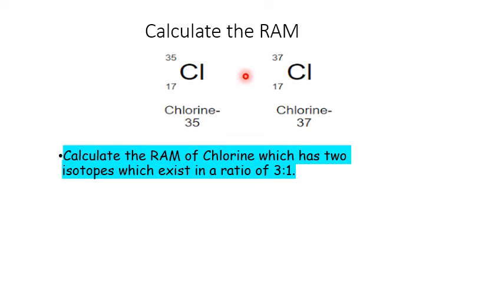So we are going to be calculating the RAM of chlorine. RAM, of course, is the relative atomic mass. I know you always wondered, why is it that the mass of chlorine is 35.5 instead of 35 or 36? This is because it exists as an isotope. So now we're going to calculate the relative atomic mass for chlorine.